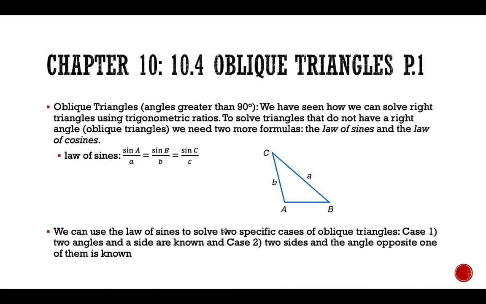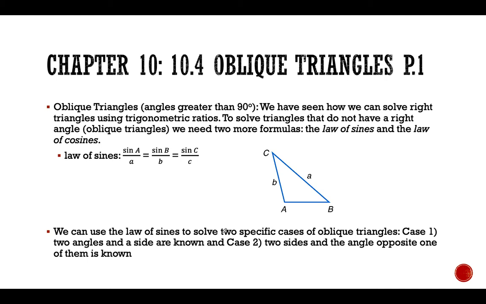Now we're going to talk about oblique triangles, which are triangles with angles greater than 90 degrees. These triangles do not have a 90-degree angle. We've seen how we can solve right triangles using the trigonometric ratios, but we can't use the trig ratios to solve oblique triangles. We need 2 more formulas, the law of sines and the law of cosines.